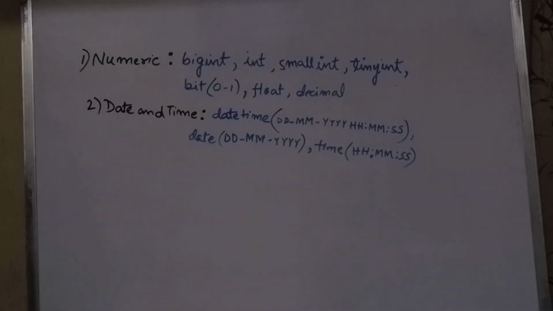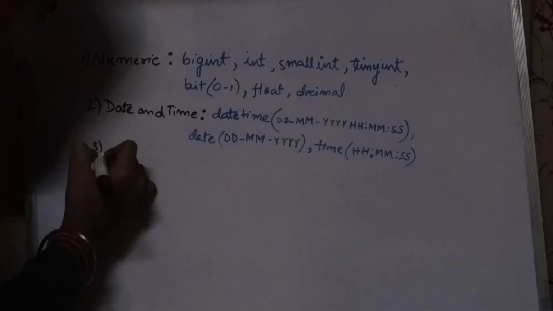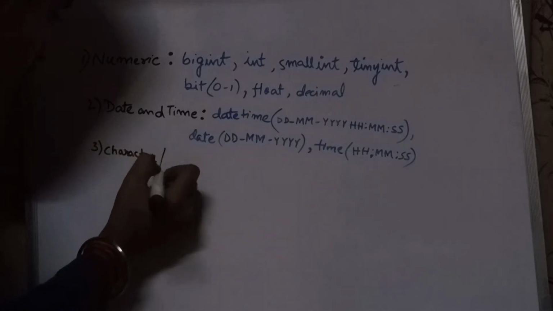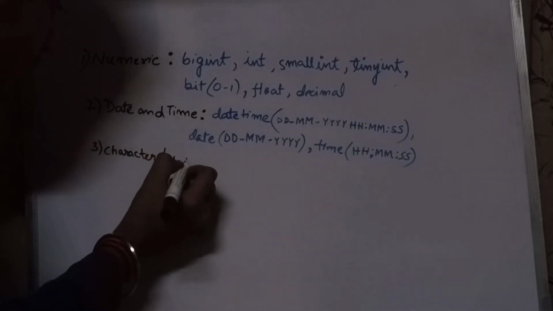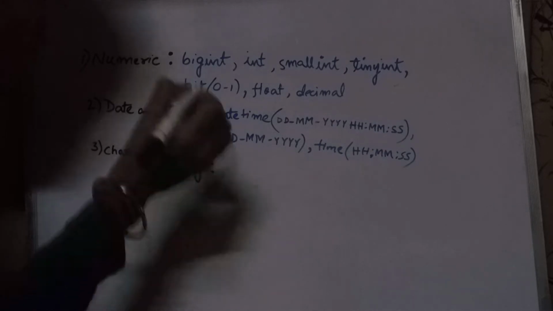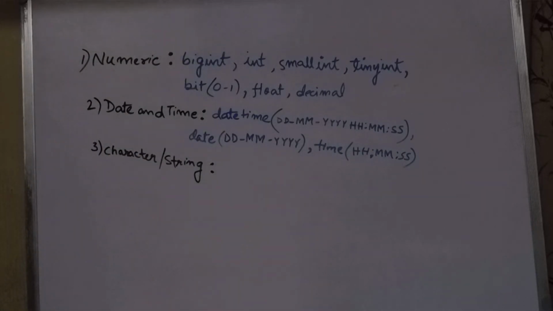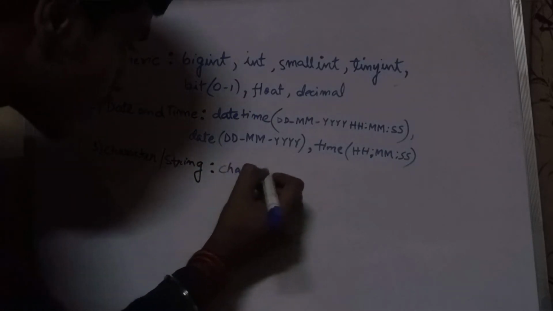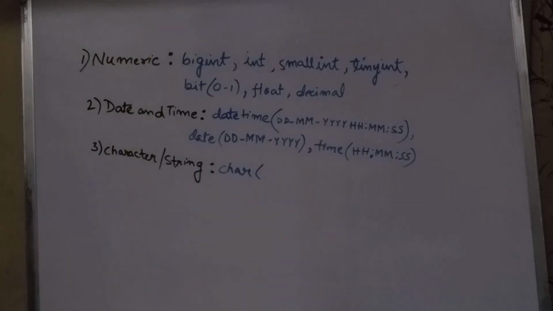Now the third data type is the character or string data type. There are three important subtypes of the character or string data type. The first one is char, or fixed character value.